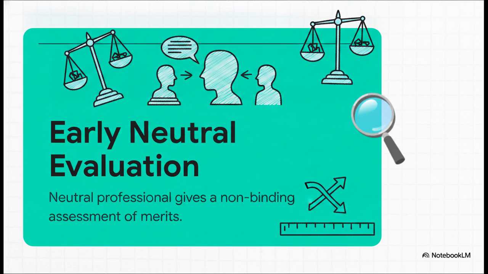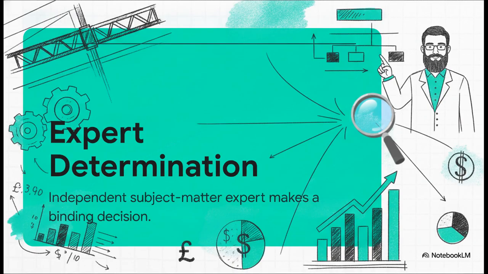Then we have early neutral evaluation, often referred to as ENE. Here, a neutral professional, very commonly a lawyer or a retired judge, hears a quick summary of each party's case and provides a non-binding assessment of the merits. This is incredibly useful, because it provides both sides with a realistic, highly objective baseline to go back and conduct further settlement negotiations.